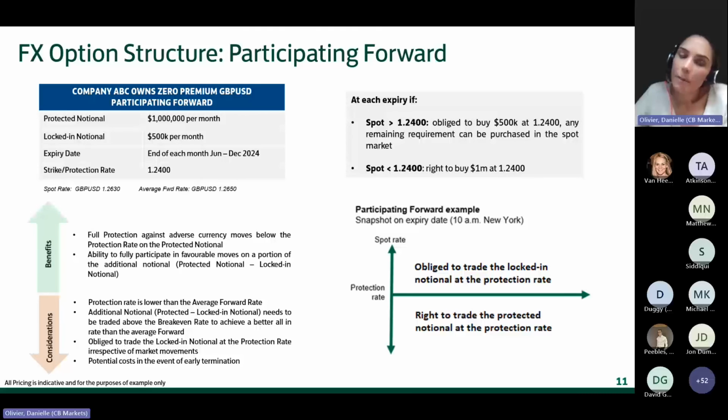Again, if we compare this structure to the forward contract, the protection rate of 1.24 is lower than the average forward rate of 1.2650. So essentially, the company has given up 2.5 cents in protection versus the forward for that ability to fully participate in favorable moves on that portion of the notional. I'll pause again very quickly to see if there are any questions on the participating forward.